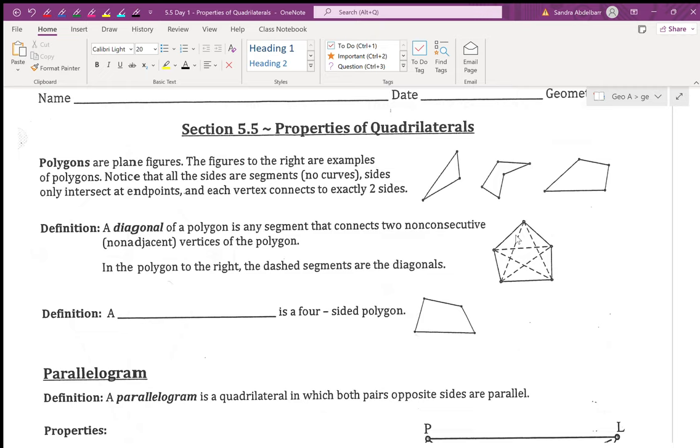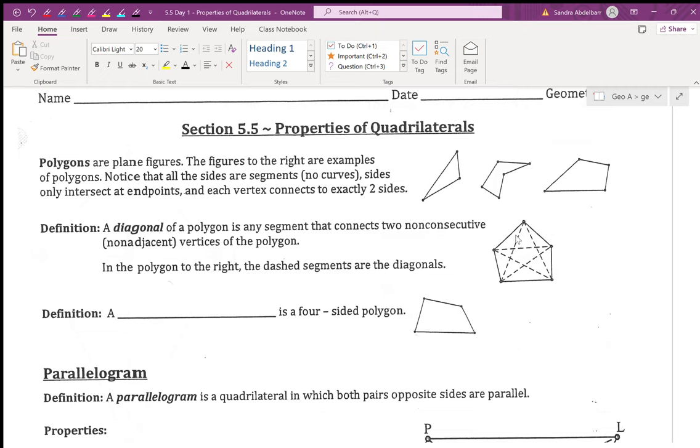Before we start talking about the specific quadrilaterals that we're going to be dealing with in this chapter, let's first talk about what a polygon is. So polygons are plane figures. The figures to the right are examples of polygons. Notice that all the sides are segments, no curves. Sides only intersect at endpoints, and each vertex connects to exactly two sides.